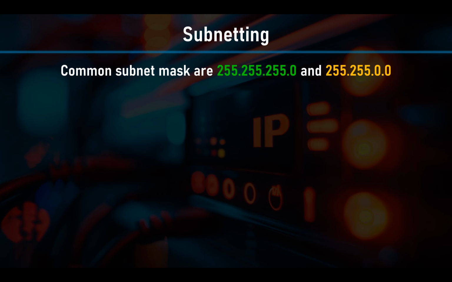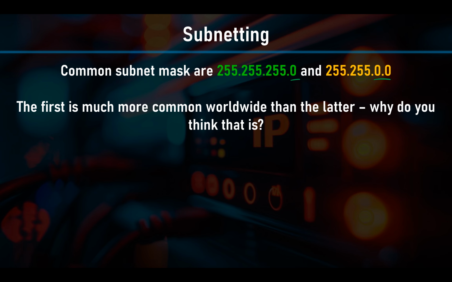So common subnet masks are those two. Here just one 0, and here 2 zeros. The first is much more common worldwide than the latter, and why do you think that is? Why is this one more common throughout the entire world? Think about what I've just mentioned in terms of how many devices this will support.